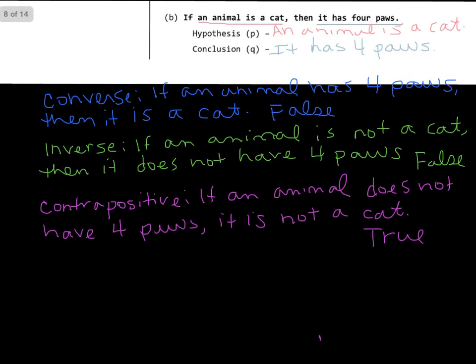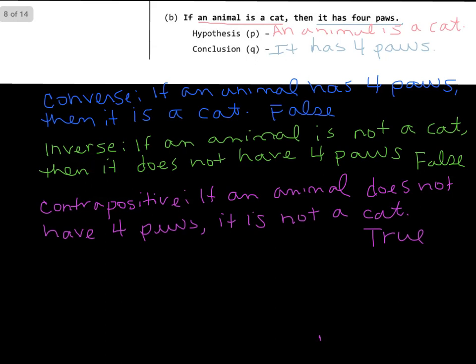In this example, the very first thing that I did is I went ahead and I identified my hypothesis, which is P, that's what comes after the word if. My conclusion, which is Q, that's the words that come after the word then. So an animal is a cat, it has 4 paws. To find the converse, all I did was switch P and Q. So I have an animal has 4 paws, then it is a cat, which is a false statement. And you can use a counterexample of that a dog is not a cat, but it has 4 paws.